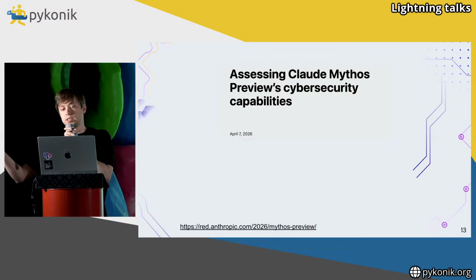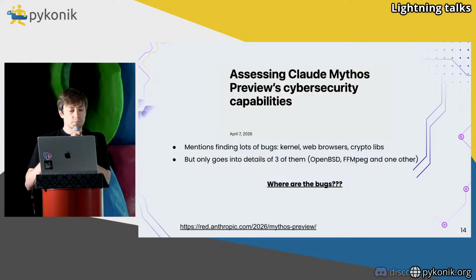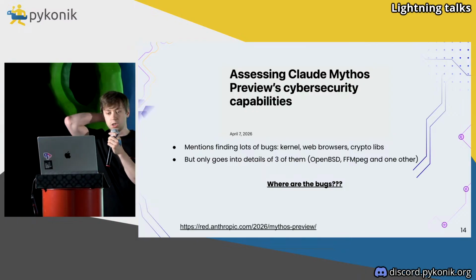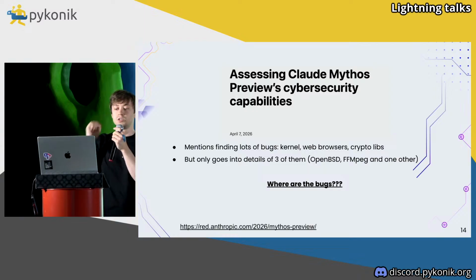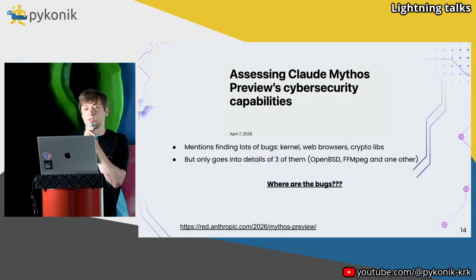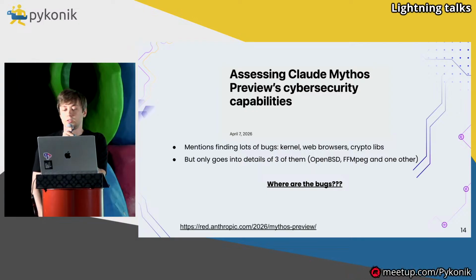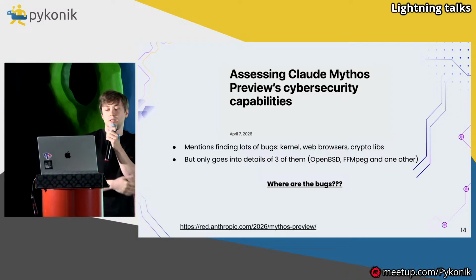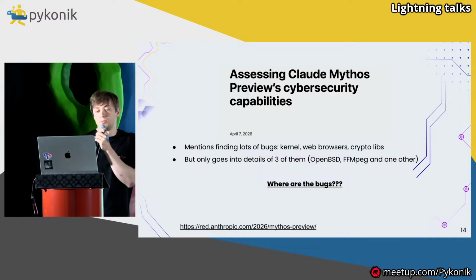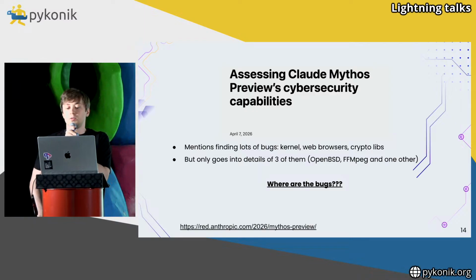Where there's this model which has really good cybersecurity capabilities. The problem is that Anthropic's blog post mentions that they found lots of bugs in the Linux kernel, in web browsers, in crypto libraries, but the blog post only goes into details of three of them: an OpenBSD bug, FFmpeg, and one other. So the question is, where are all the other bugs? Because if they found a lot of them, they should probably report them, right?